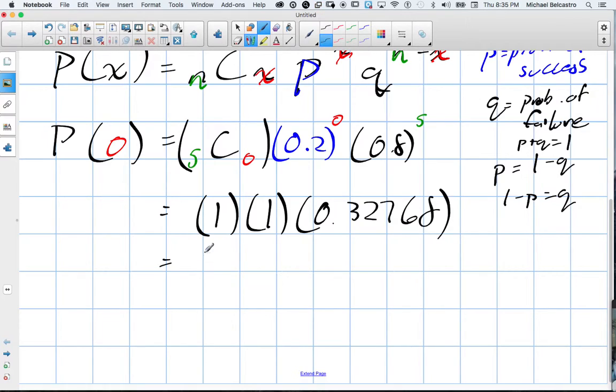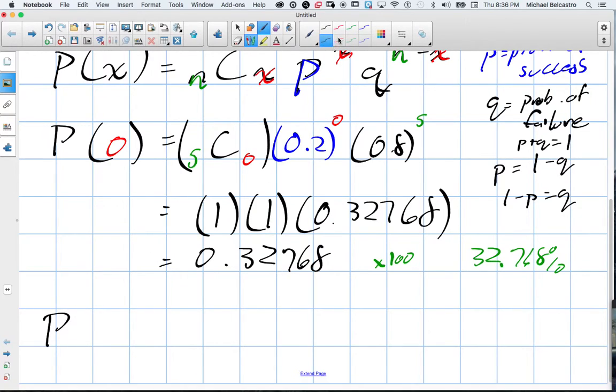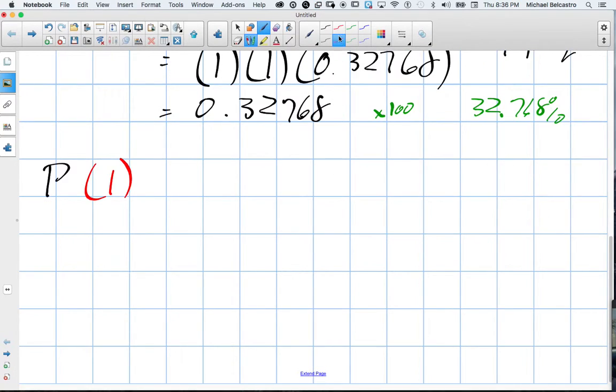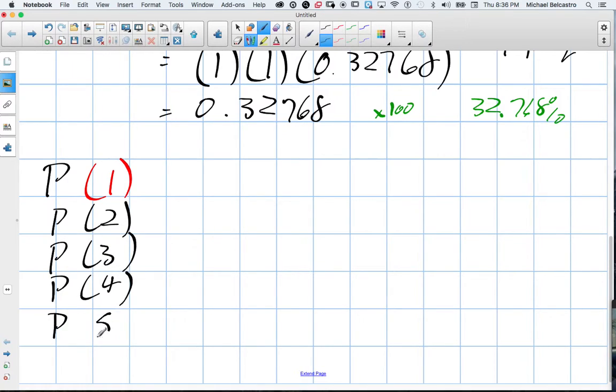So essentially the probability of this is 0.32768. As a conversion, if you multiply this by 100, there is a 32.768% chance of having 5 trials and no successes. That's why our 0 combination was 1. That's only one of them. We would then continue with the probability of X when it's 1, then when it's 2, when it's 3, when it's 4, and when it's 5.